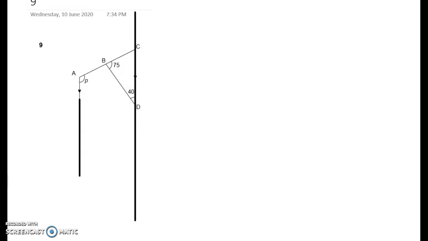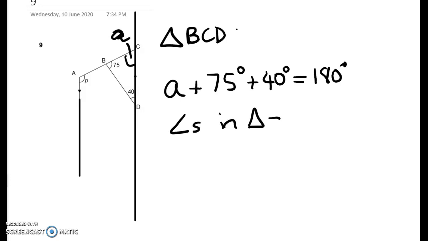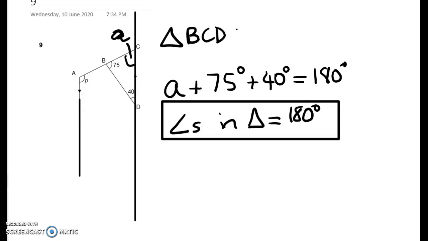Let's have a look at what we've got. Okay, so we can see we've got a triangle, which is triangle BCD. We can mark in this missing angle here, and I'm going to call that angle A. So A plus 75 degrees plus 40 degrees adds up to 180 because the angles in a triangle equal 180 degrees. Okay, so that's my reason.